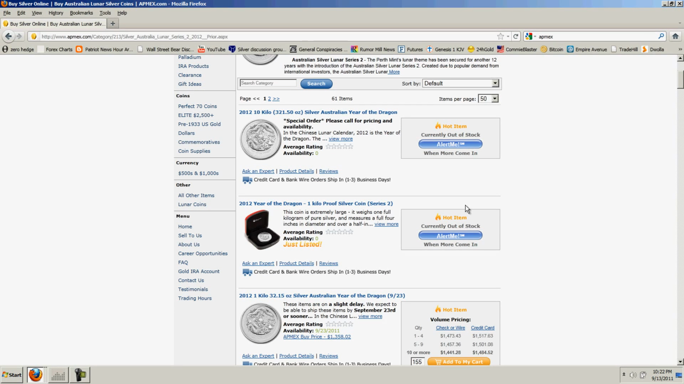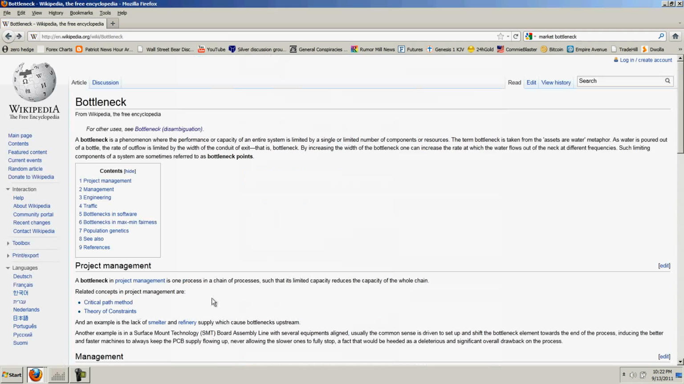Obviously, when I see this in both places, and these are the two primary dealers, I think, that pre-order their stuff from Perth, the first thing that comes to mind, when you start seeing this kind of thing, is there's a bottleneck. So the question that has to come to mind is, why is there a bottleneck?